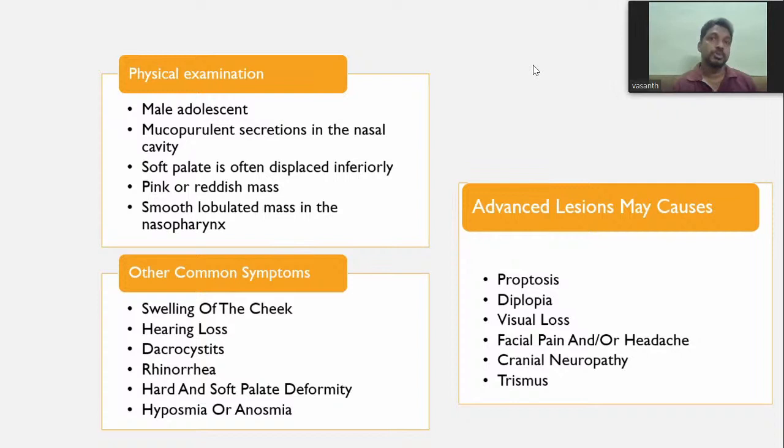So what are the other symptoms which you can see? Swelling of the cheek, hearing loss due to eustachian tube dysfunction, dacryocystitis when it affects the nasolacrimal duct opening, rhinorrhea, and when it has an intracranial extension, hard and soft palate deformity because it goes to the nasopharynx, so it pushes over the soft palate, and hyposmia, anosmia because it goes to the roof where the olfaction area is present. And some advanced lesions may have proptosis, so you have diplopia, visual loss, facial pain, and trismus.